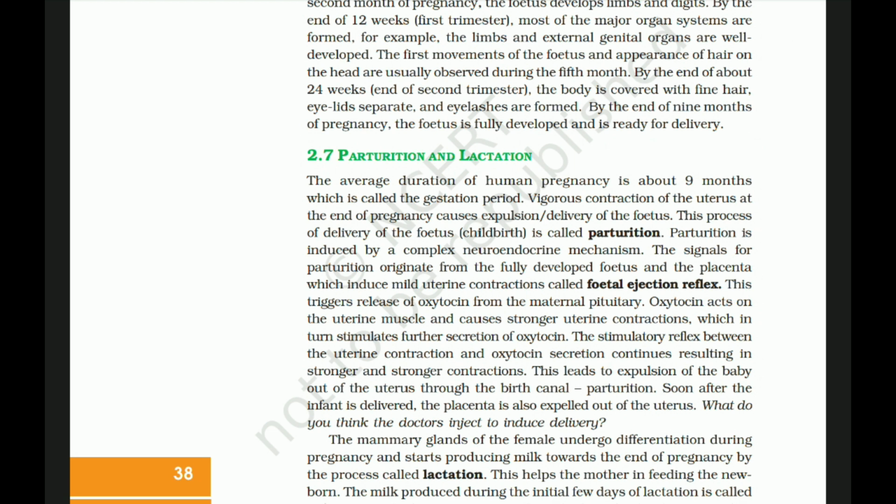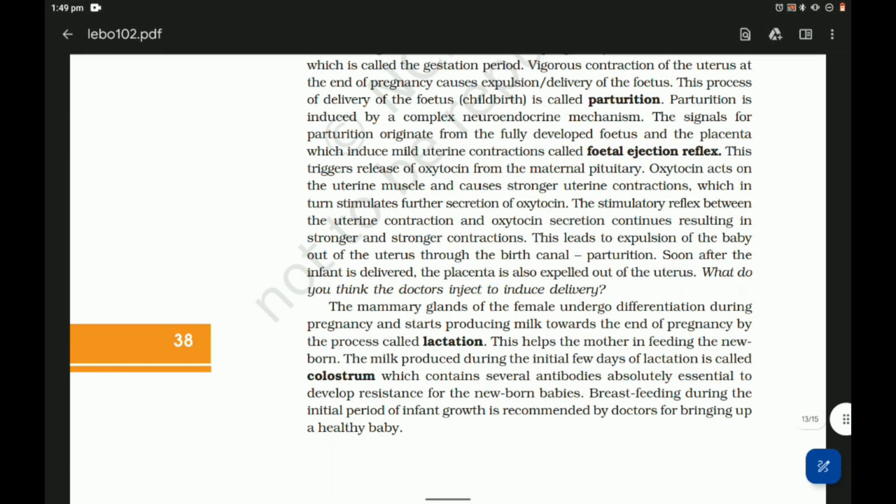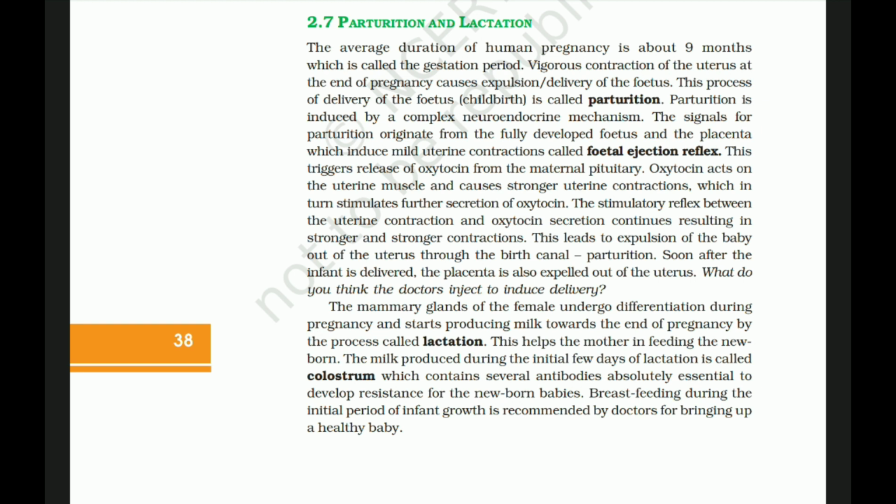This leads to expulsion of the baby out of the uterus through the birth canal, parturition. Soon after the infant is delivered, the placenta is also expelled out of the uterus. What do you think the doctor injects to induce the delivery? The mammary glands of the female undergo differentiation during pregnancy and start producing milk towards the end of the pregnancy by the process called lactation.